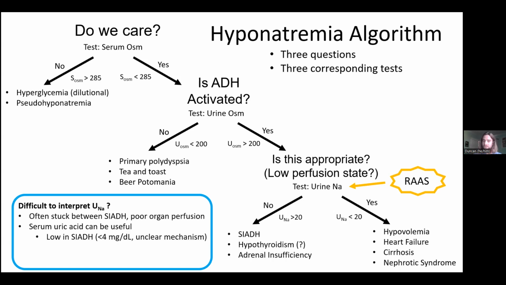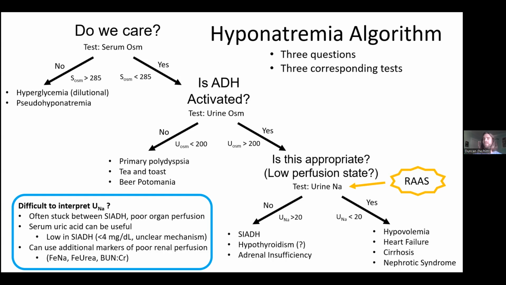Serum uric acid is one that I've started using quite a bit, and it's actually in a lot of the nephrology guidelines. When there is a poor perfusion state, serum uric acid, along with the BUN and some of our other traditional markers, often becomes elevated. In SIADH, for unclear mechanisms, it's often very, very low. So if you're not exactly sure how to interpret the urine sodium, getting a uric acid can be very helpful.